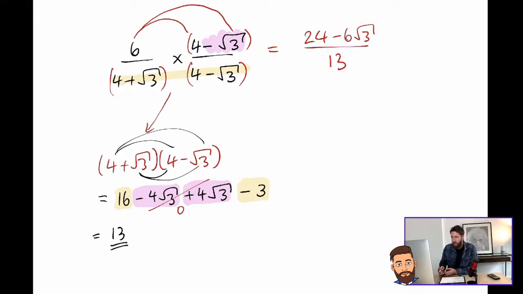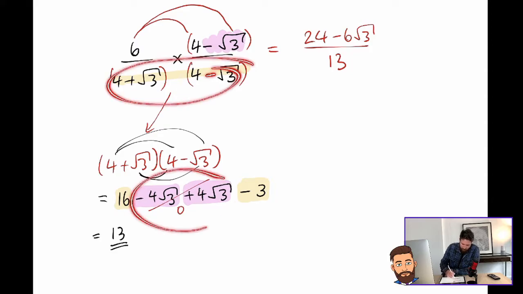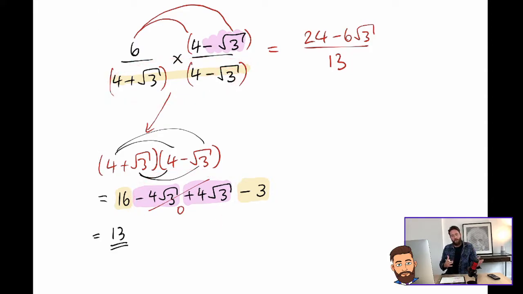And as you can see, exactly as discussed, it happened. By flipping the sign and timesing by the same thing, we eliminated the surd when simplifying, because we had one plus version, one minus version. And that will always work.